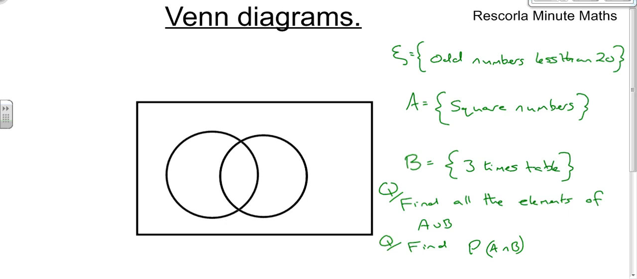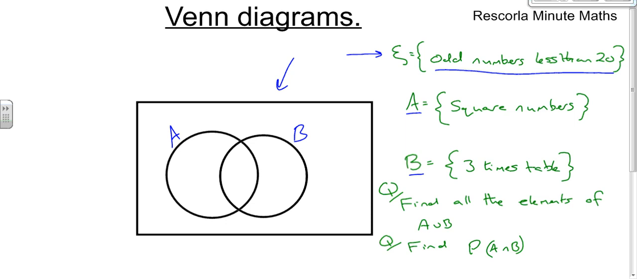Venn diagrams is a new topic on GCSE, and the thing that caused most people trouble is this symbol here, which means the universal set. What the universal set means is that everything that's inside this has to go somewhere in our Venn diagram. Now, our Venn diagram has got two sections, A and B, so make sure that you label both circles, A and B. The universal set means that everything's got to go into the Venn diagram.